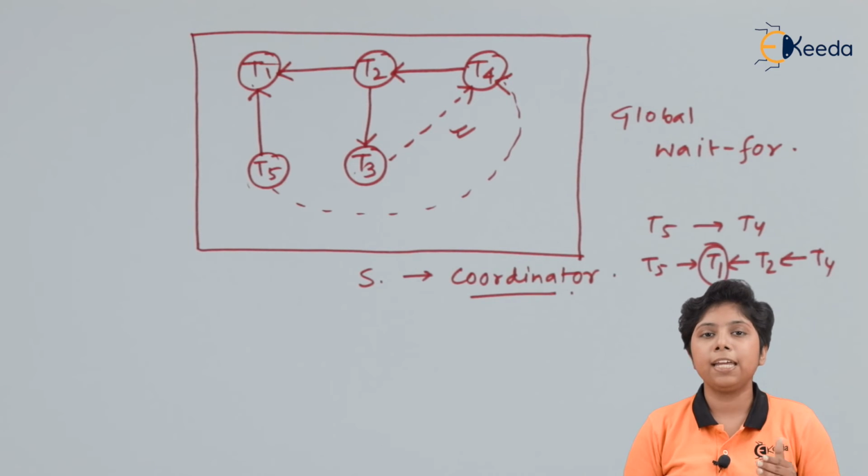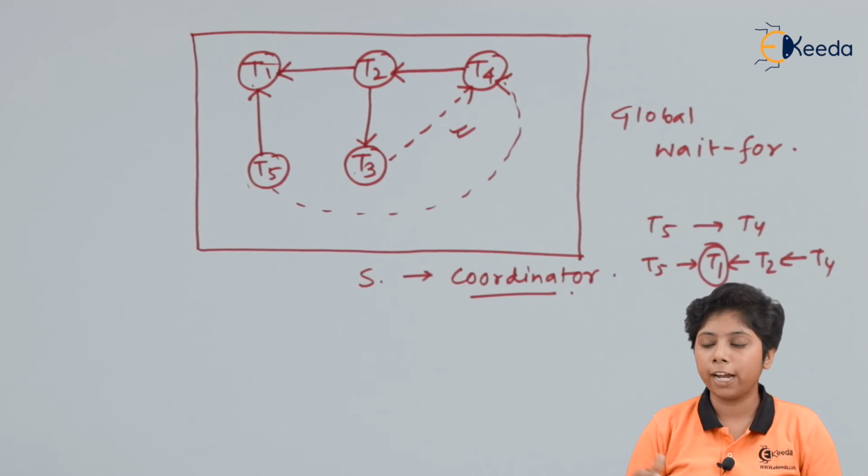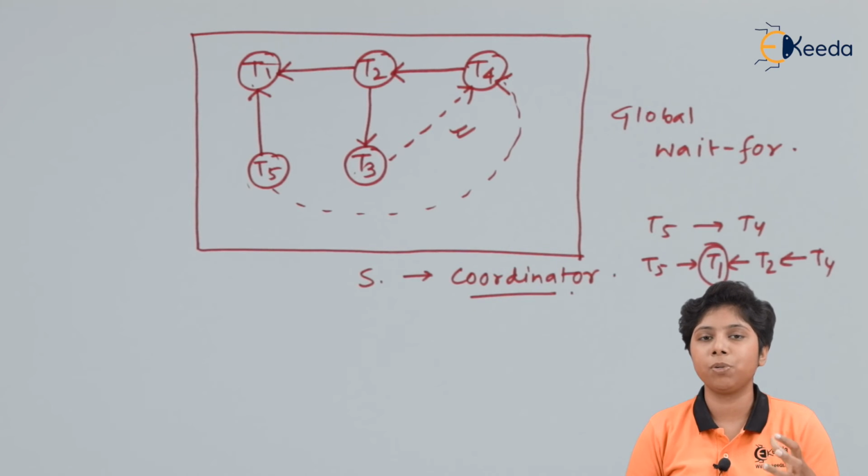And finally, if the cycle detection for the global wait for graph is true, that means if any cycle is detected, then we need to look at the local wait for graph to see what changes we can make or what transaction rollback we can perform so that we can achieve a deadlock-free situation.